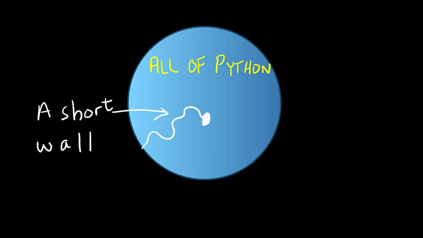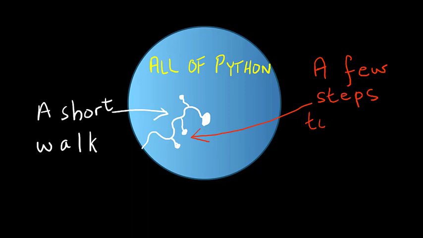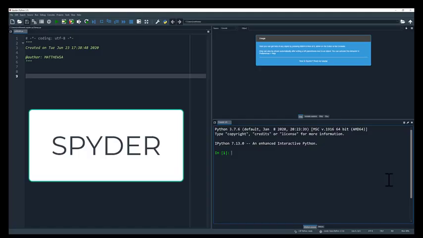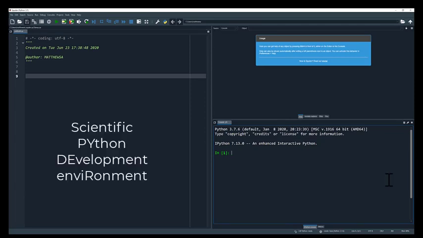There is a lot to know in Python, but you don't need to know it all to get started. We will cover only what you really need, with perhaps a few steps to the side on the way. From here you can explore more Python as you need it, as all coders do. We will code in SPIDER, which stands for Scientific Python Development Environment. SPIDER is the Python IDE, or Integrated Development Environment, that is in the Anaconda distribution.